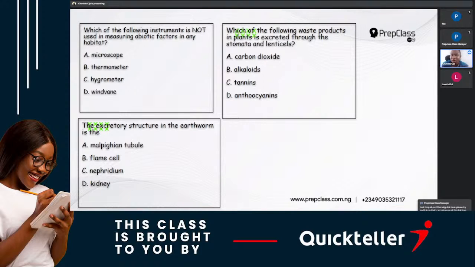So the only thing that is not here is what? Microscope. A microscope is only used to enlarge anything very small that you cannot see with the naked eye. So the question is, which of the following instruments is not used in measuring abiotic factors in any habitat? The answer is A, microscope. Thermometer measures temperature, hygrometer measures relative humidity, and wind vane measures wind direction. So the next question.